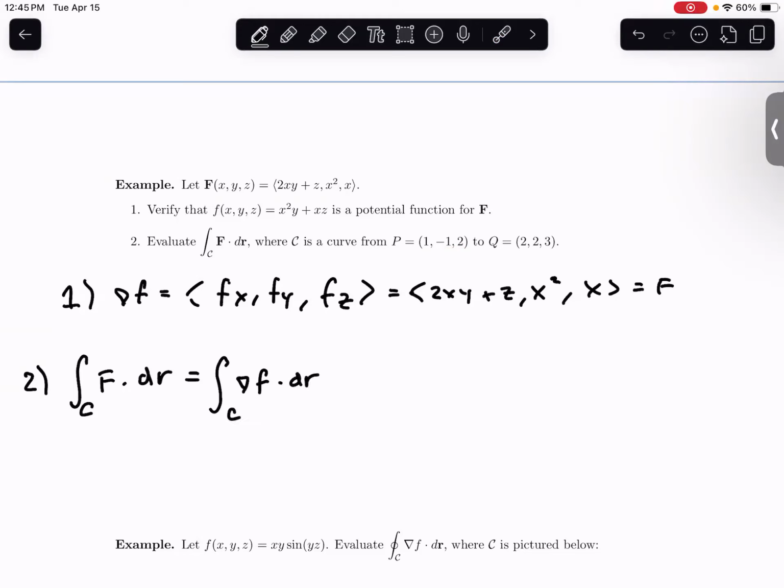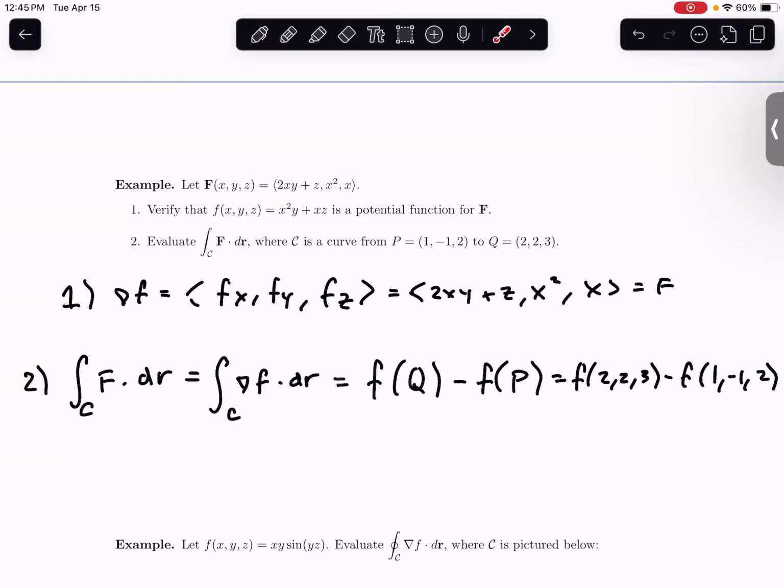I'm just writing it out because I want to make it clear that we know that big F is equal to the gradient of little f. And so by the fundamental theorem of these vector fields, this is just going to be equal to f of Q minus f of P. We can be a little bit more specific: this is going to be f of 2, 2, 3 minus f of 1, minus 1, 2. So I'm just making use of the points that they give you in the beginning of the problem.